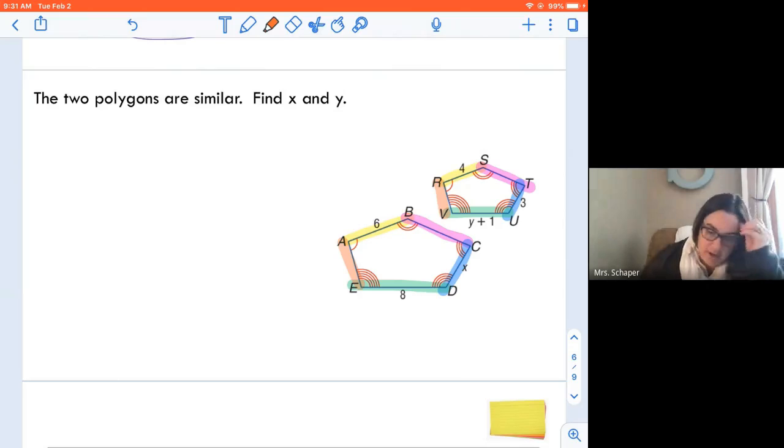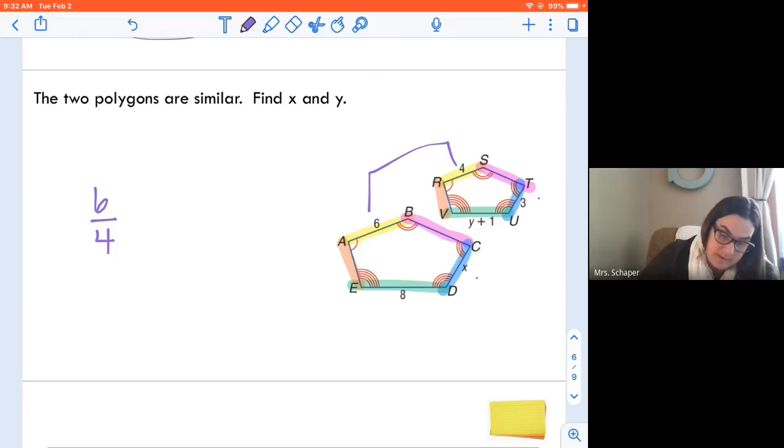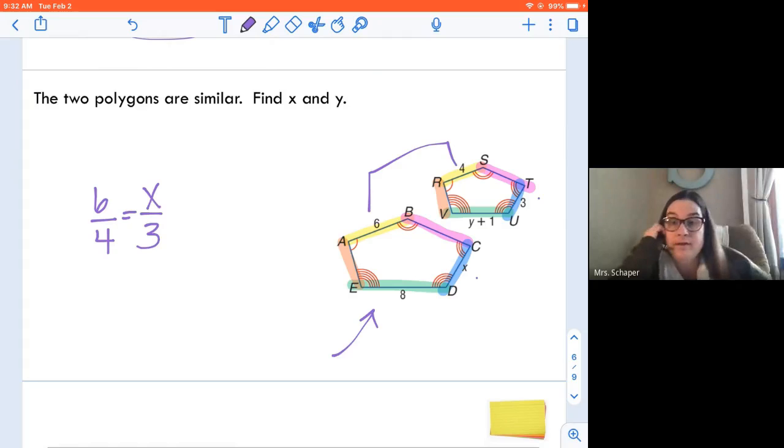So when I take a look at this, I can see my proportion. I have 6 is to 4. So I did these, and now 3 and X, so it must be X is to 3. So I went 6 from the first figure is to 4 of the second figure, then X of the first figure to 3 of the next figure.